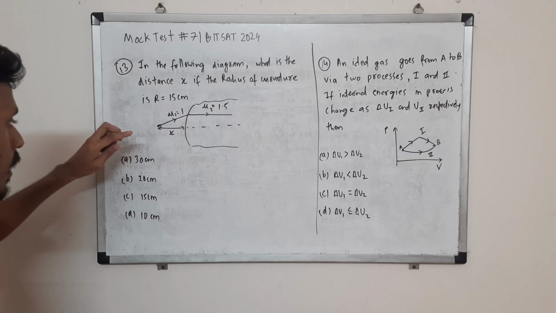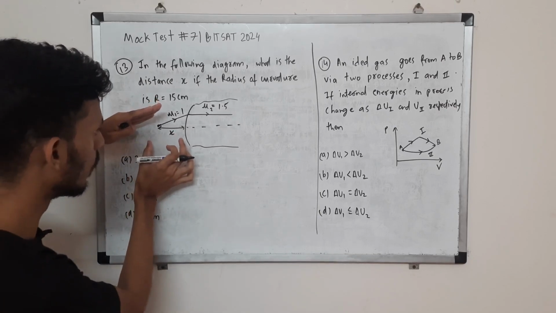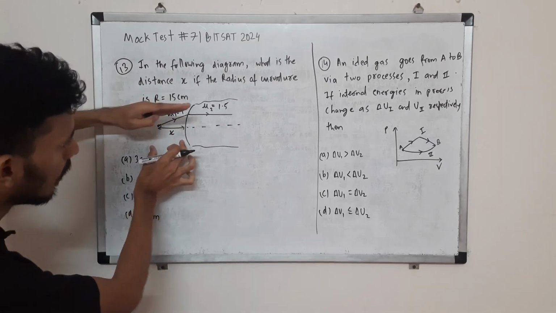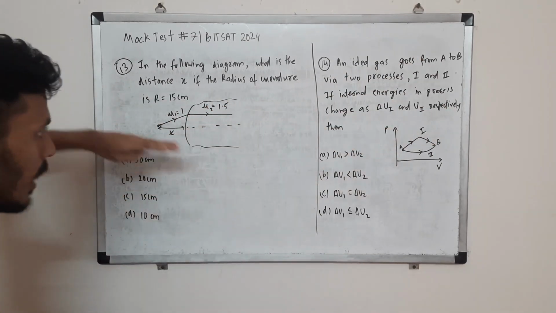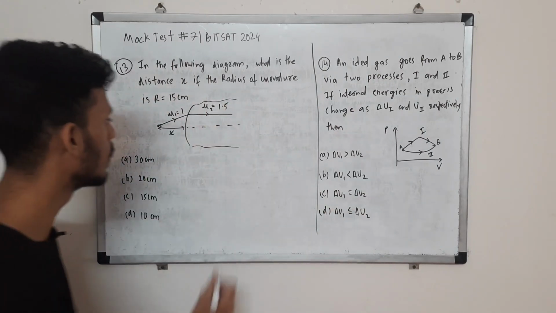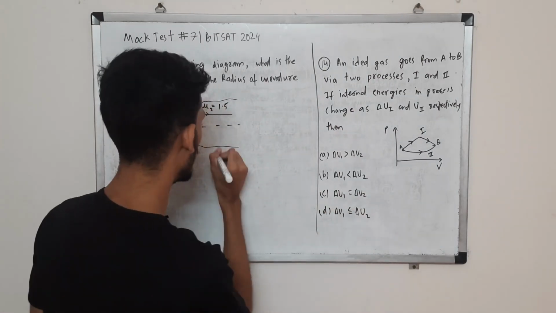You can see that the ray is coming from a distance x. So we can say the object is placed over here, at a distance x, and the image will be formed at infinity, because this line is parallel. So the image will be formed at infinity. You can use the formula for spherical surfaces.